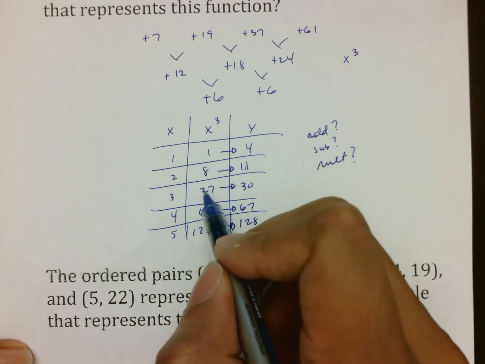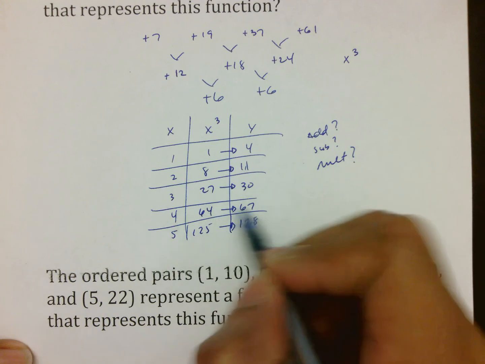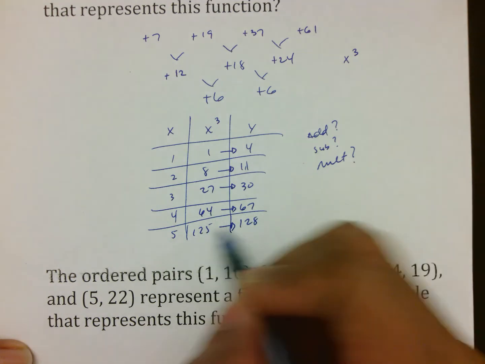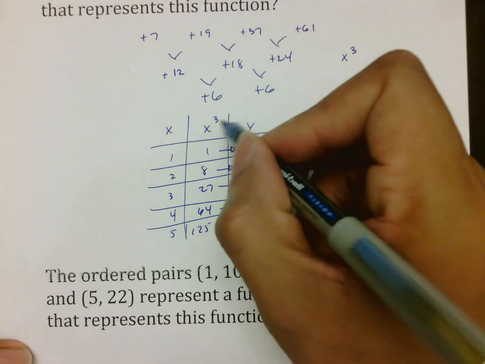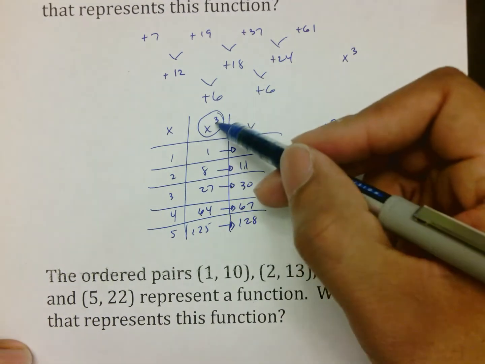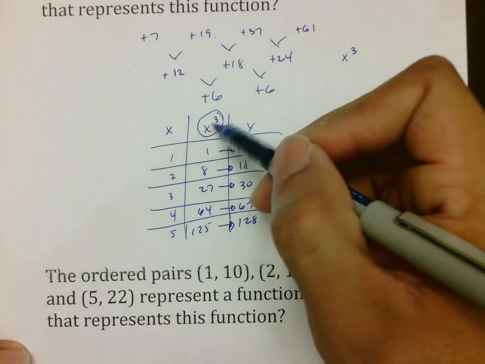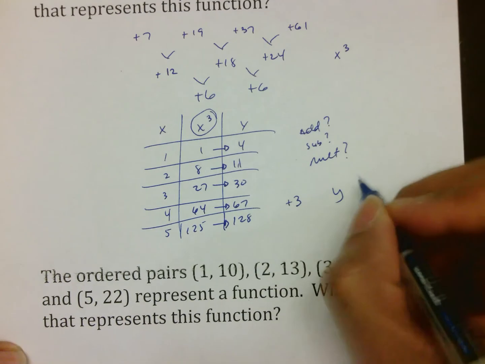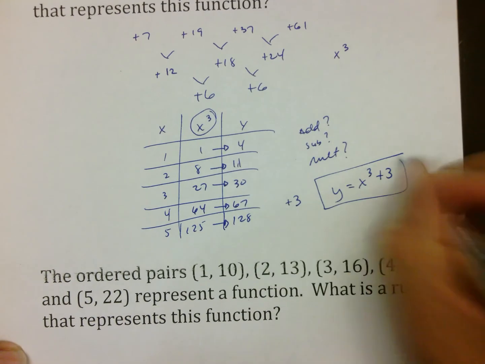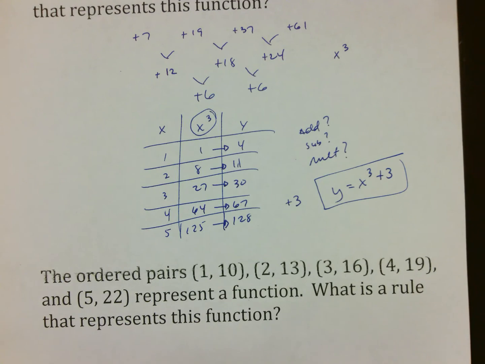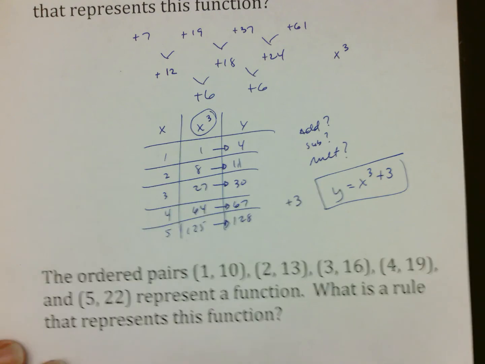Yes, it is. 27 plus 3 is 30. 64 plus 3 is 67. 125 plus 3 is 128. So in other words, what we're doing is taking this pattern type and adding 3. Well, how do you show that you're adding 3 to x to the third? You simply put y equals x to the third plus 3. And that is all. Alright, so again, it's not so tough.